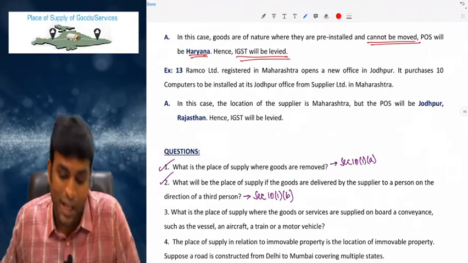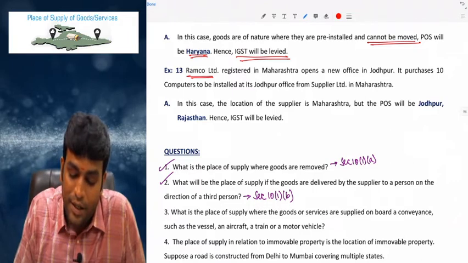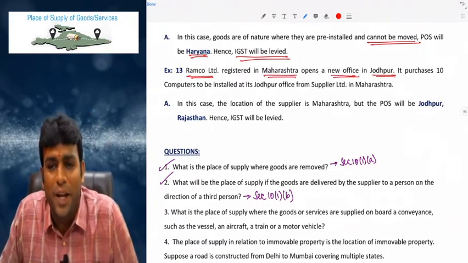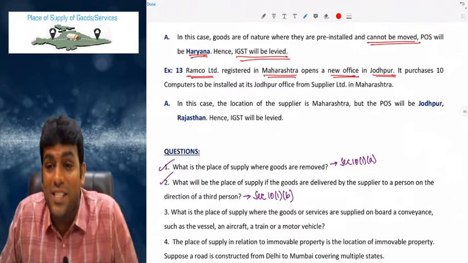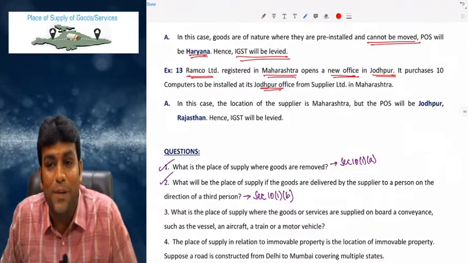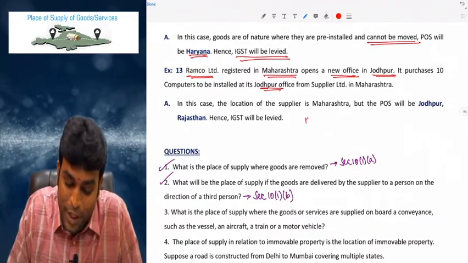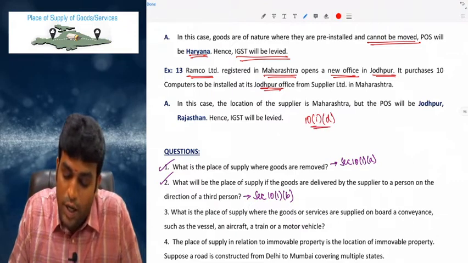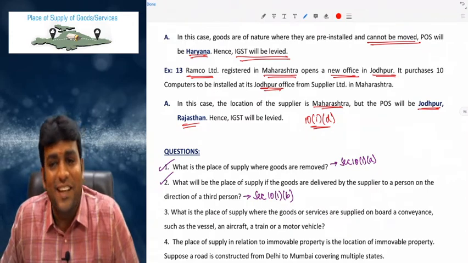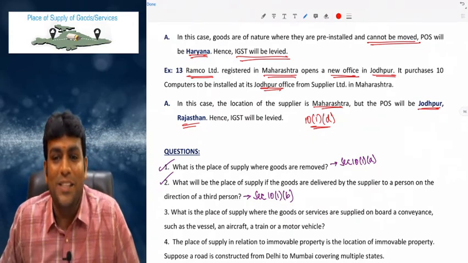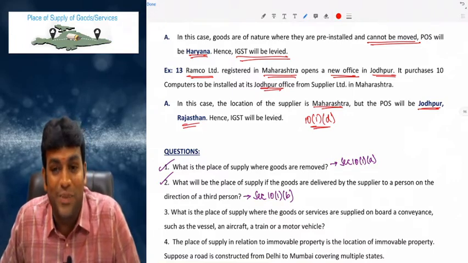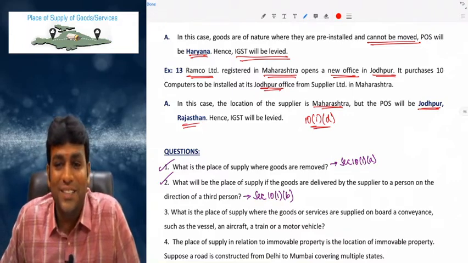And last, example 3. Ramco Limited, registered in Maharashtra, opens a new office in Jodhpur. Where is Jodhpur? Rajasthan. It purchases 10 computers to be installed at the Jodhpur office. Installed means what will happen? 10.1d will come into picture. Location of supplier is Maharashtra, but POS will be Jodhpur, Rajasthan. Hence IGST they will charge, obviously. And installed, what is the answer, friends? In case where goods are assembled or installed, POS will be the place where goods are assembled or installed.